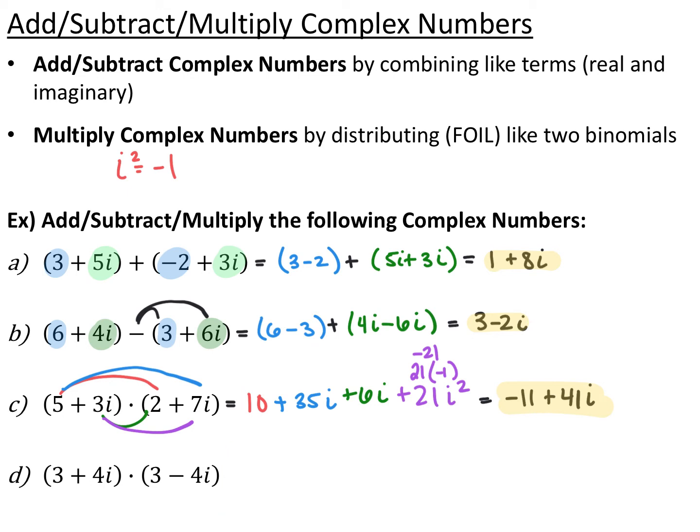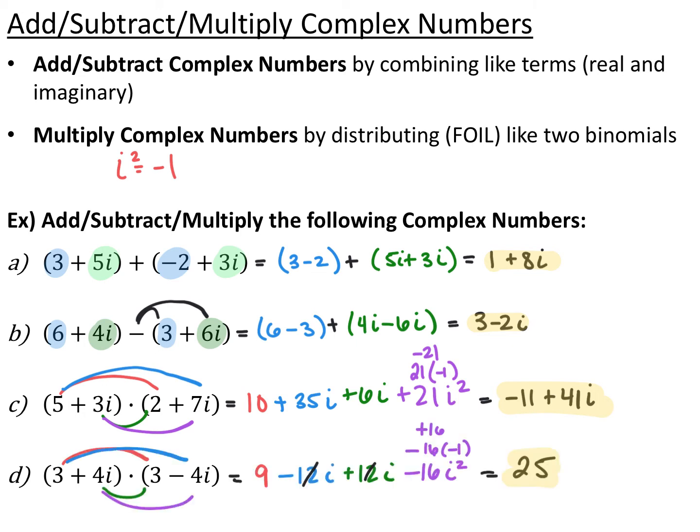So go ahead and pause the video and try the last one, 3 plus 4i times 3 minus 4i. In this one, again, FOILing it out, you end up with 3 times 3 is 9, 3 times -4i is -12i, 4i times +3 is +12i, 4i times -4i is -16i squared, which is -16 times -1, which is +16. So the -12i and the +12i cancel, you end up with 9 plus 16, or 25. So there's no imaginary component on that last part.